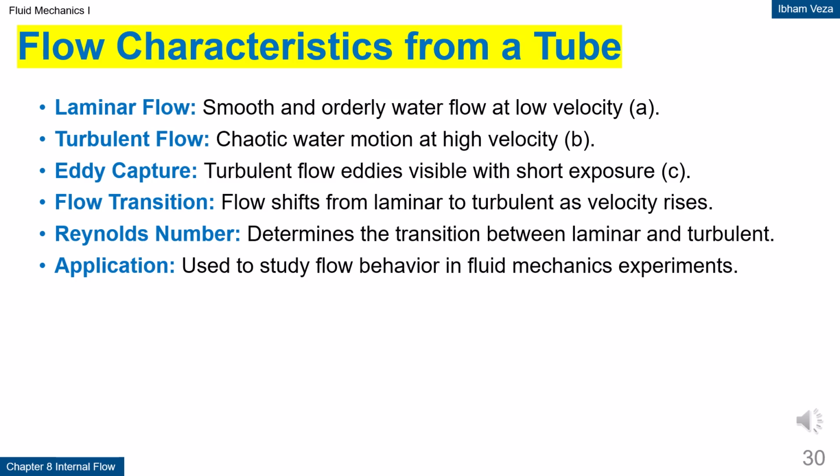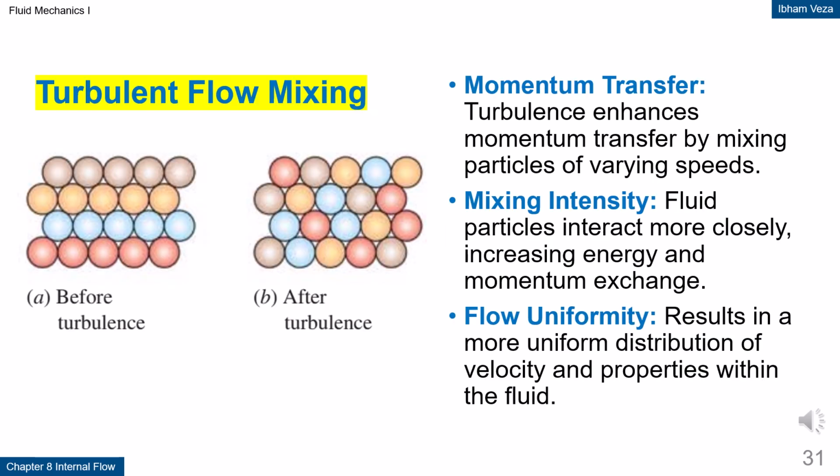Flow characteristics from a tube. The previous example shows how flow characteristics change as the velocity increases. At low velocity, the flow remains laminar and stable. At higher velocity, the flow becomes turbulent with complex eddy structures. The Reynolds number is used as the main criterion to determine this change. This observation is often used in basic fluid mechanics experiments.